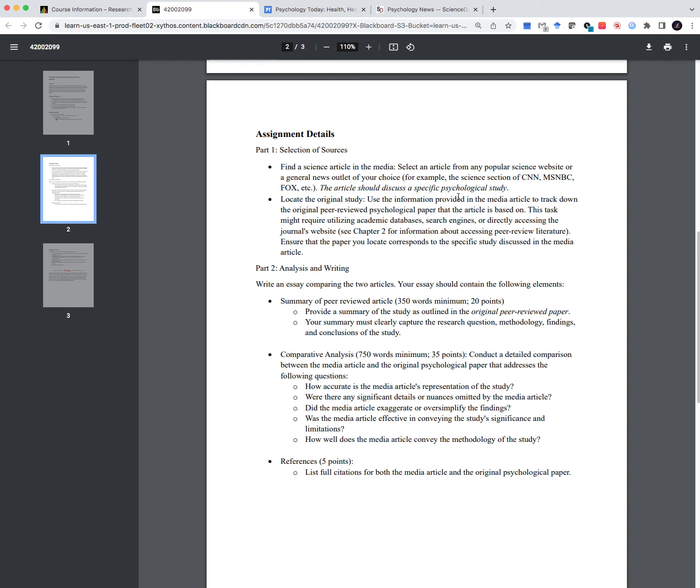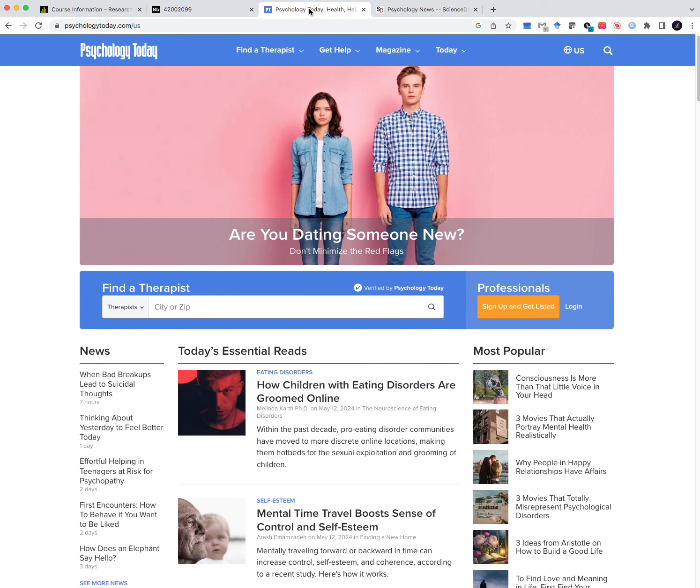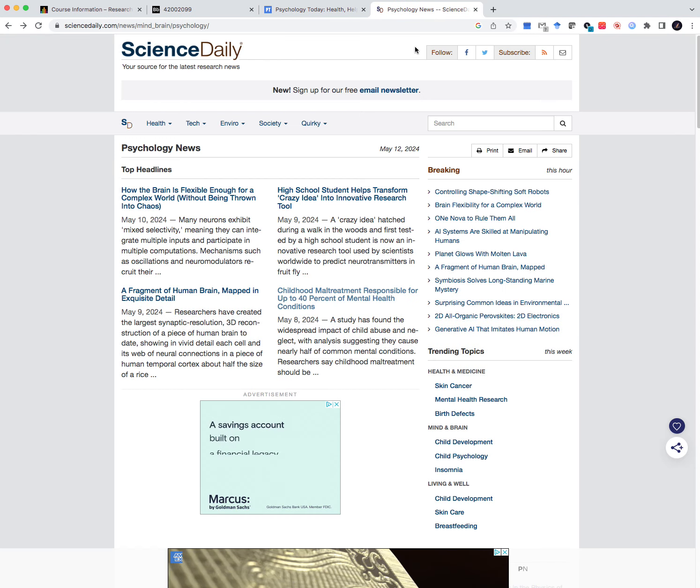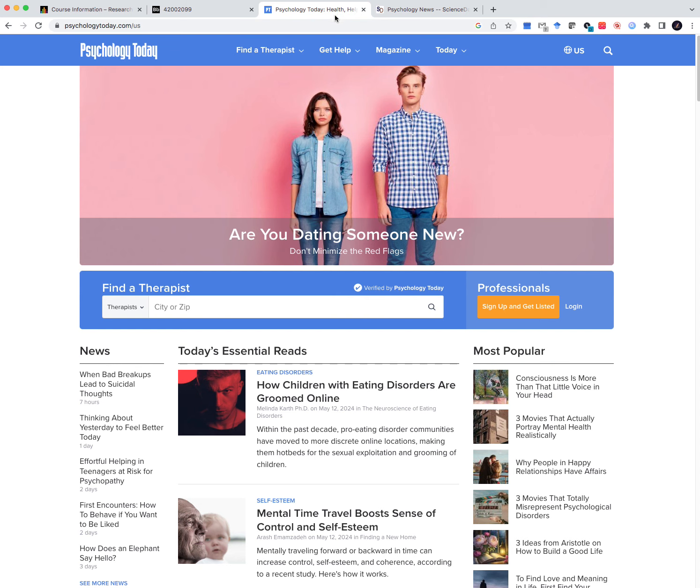Next, you're going to locate the original peer-reviewed study that is discussed in this media article. So let's look at some examples. There are all these sites like Psychology Today, for example, or Science Daily that have all of these sort of popular media articles, some of which are based on original peer-reviewed studies. So let's take a look.